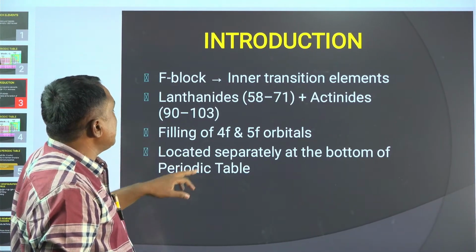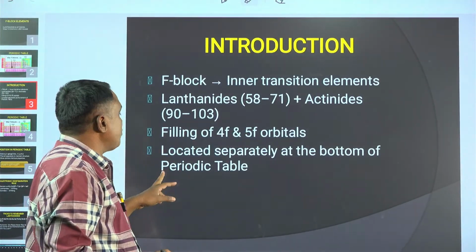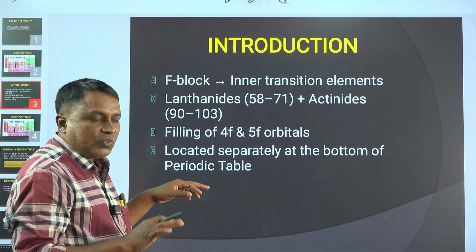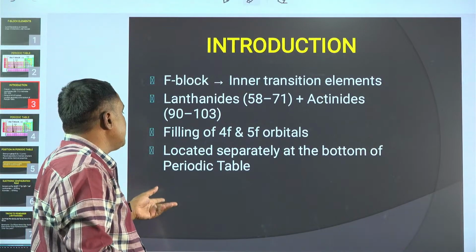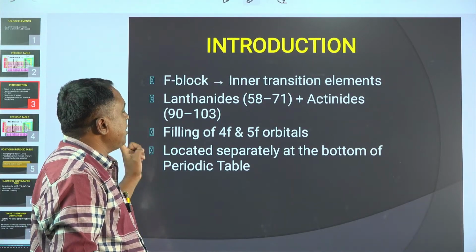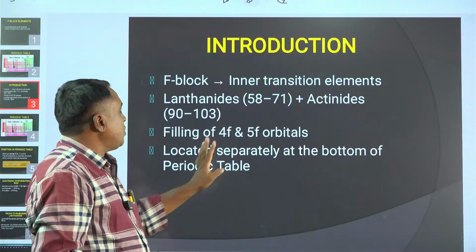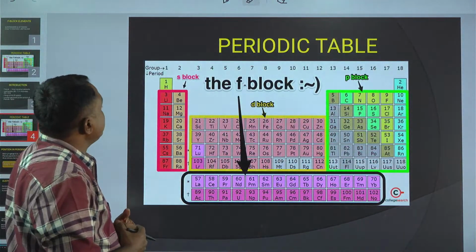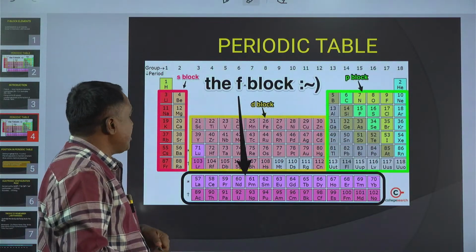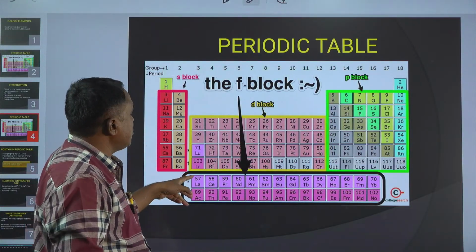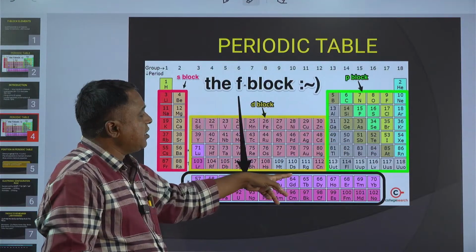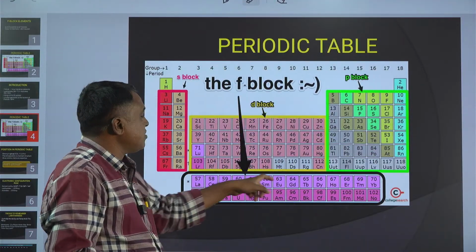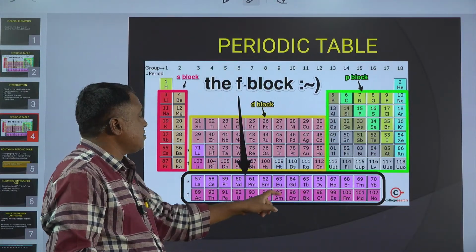And why are they located separately at the bottom of the periodic table? Because of their properties, they are separately located at the bottom of the periodic table. So again we are going to discuss the F-block elements. These are the two rows: the first inner transition series of elements and the second inner transition series of elements.